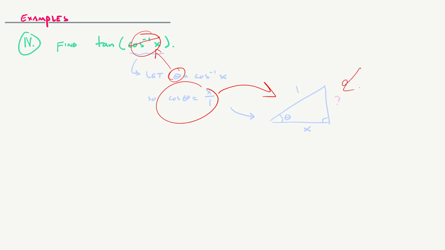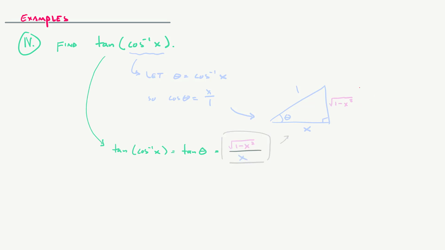So we just need to come up with this side length. Well, that's just Pythagorean theorem stuff. So eventually we get the square root of 1 minus x squared. So the tangent function is opposite over adjacent. So we get the square root of 1 minus x squared, all divided by x.